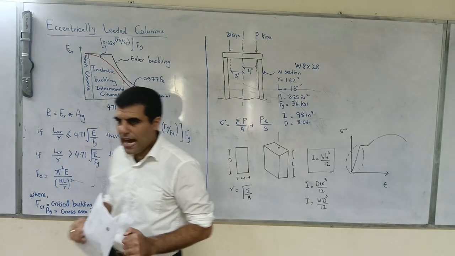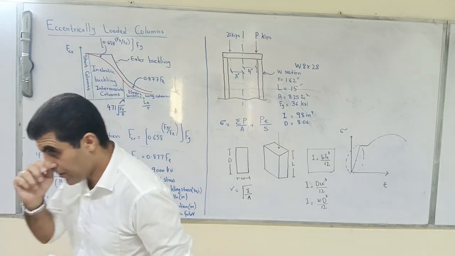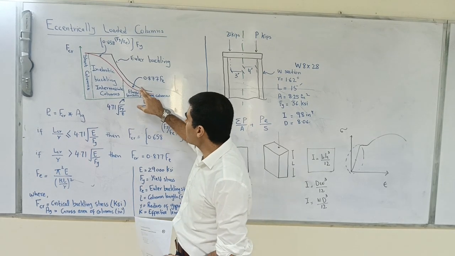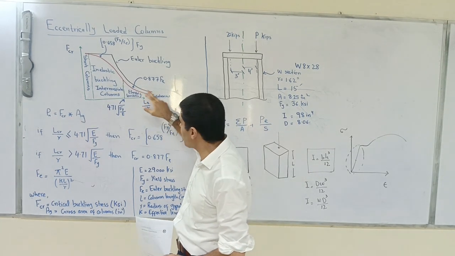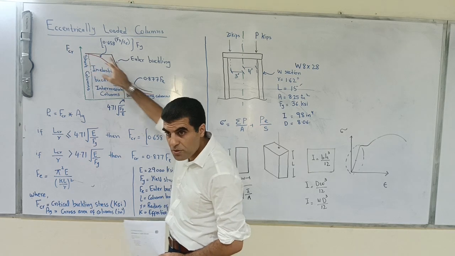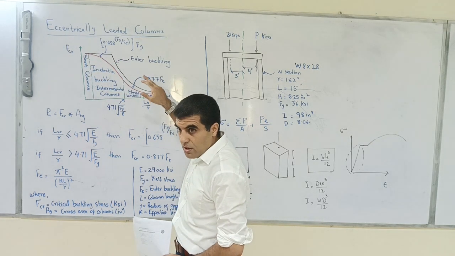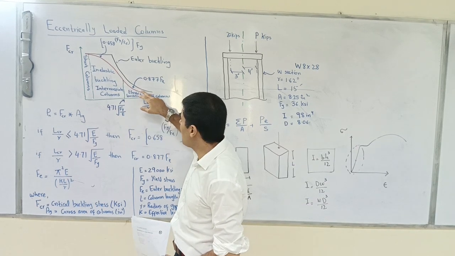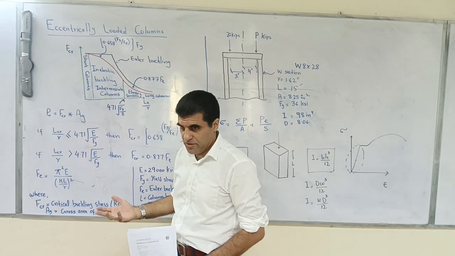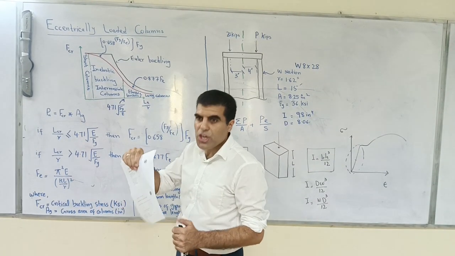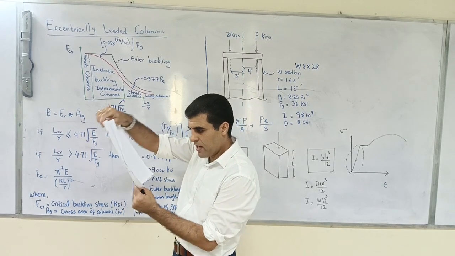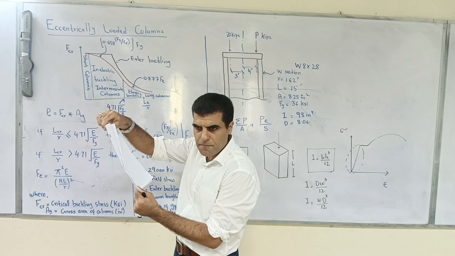Okay, so that was one reason. One reason is the residual stresses, that we don't follow the same path as shown by this black curve. Okay, the other reason is your initial tolerance, what's called. In other words, your compression member might not always be straight. It might be slightly inclined.